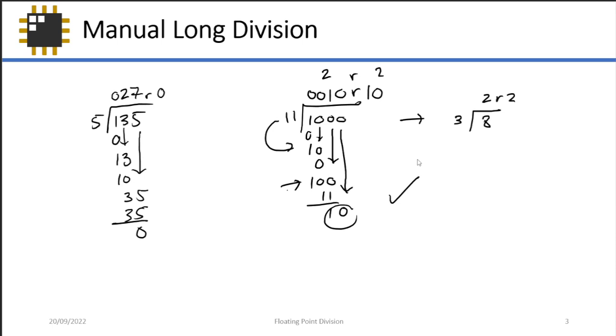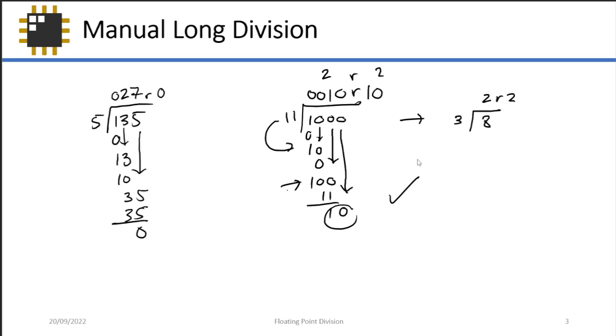It's basically the same as decimal long division, but you just try to fit things. You just say 1 if it can fit, and then you subtract, because it will never fit more than one of the previous number, just because of how binary works.